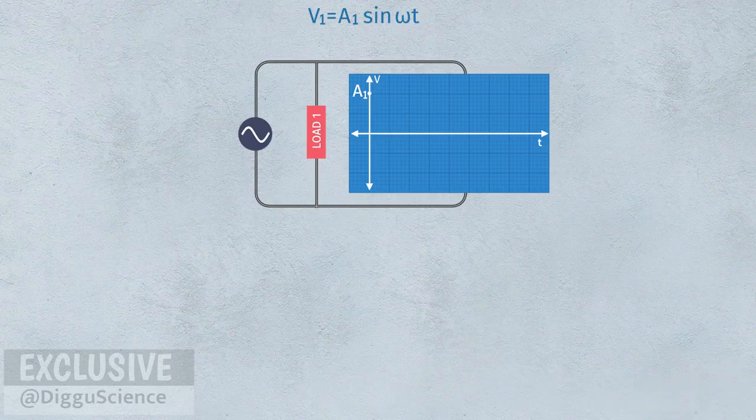Suppose we have an AC voltage source. When an electronic device is connected to that voltage source, the voltage value is V1 equal to A1 sine omega t. A1 is the maximum voltage of V1. We're not using Vm1 to simplify the writing process.